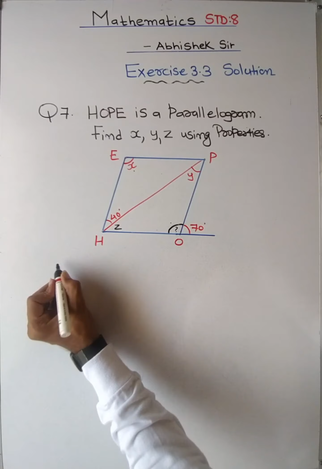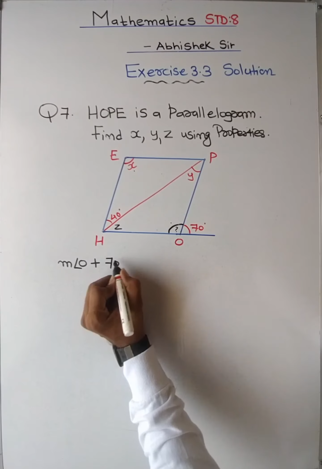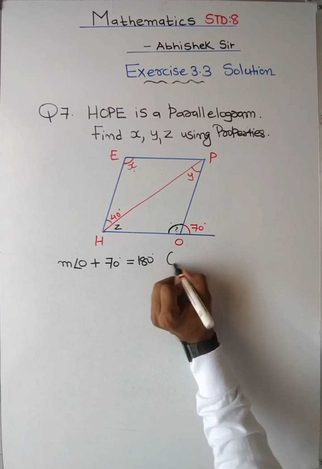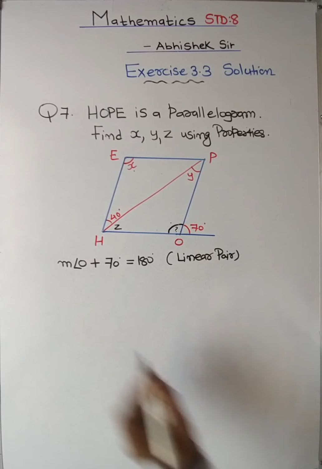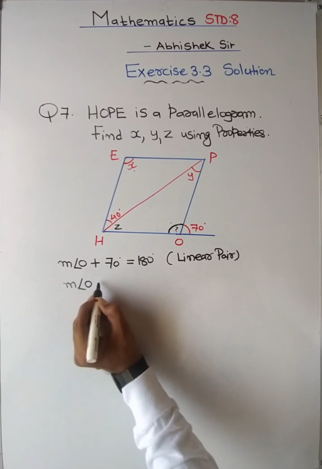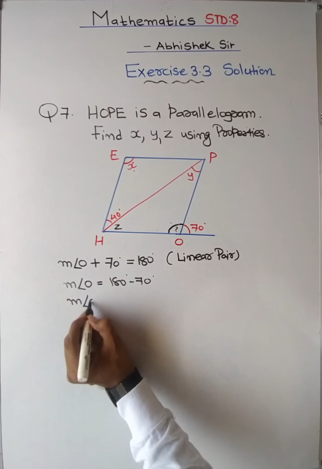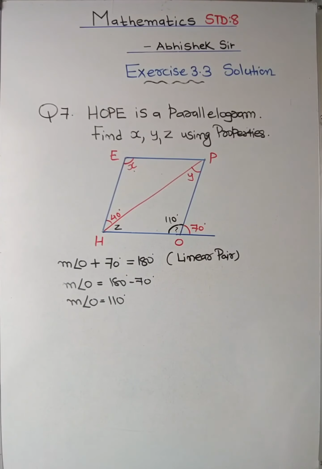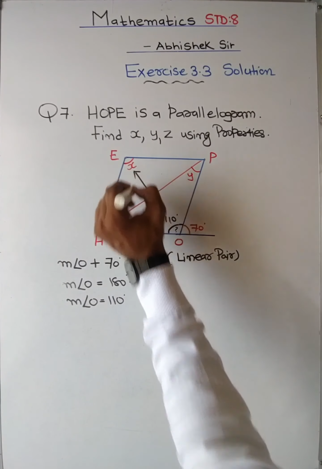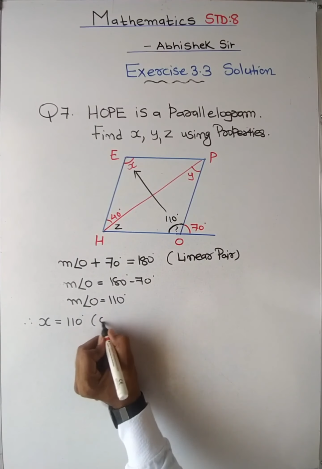Measure of angle O plus 70 is 180. How? It is a linear pair. So what is the measure of angle O? It will be 180 minus 70, and that is 110. So we got 110. Now the answer will be a little bit easy, as x is the opposite angle of 110. So we will write x equals 110, opposite angles.